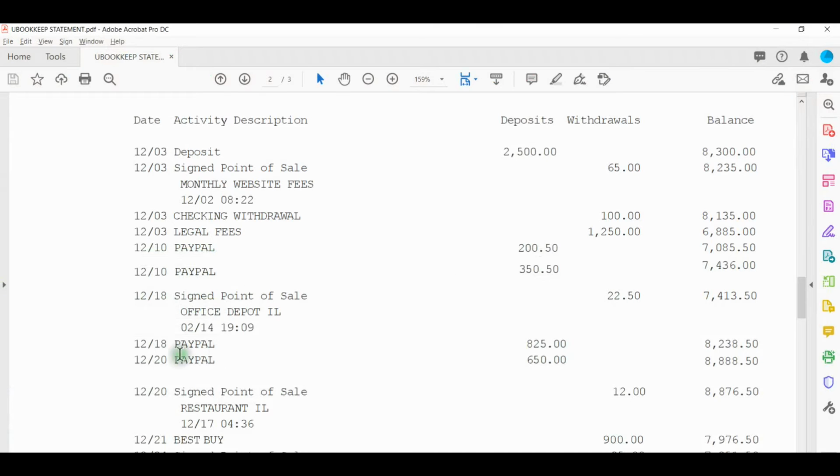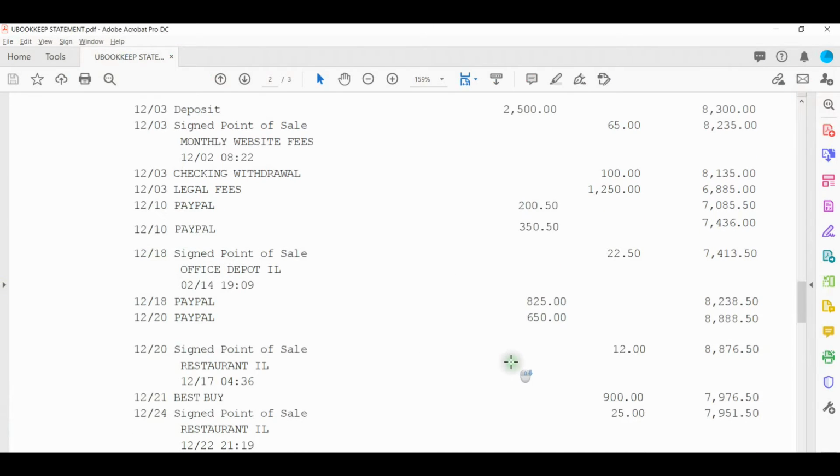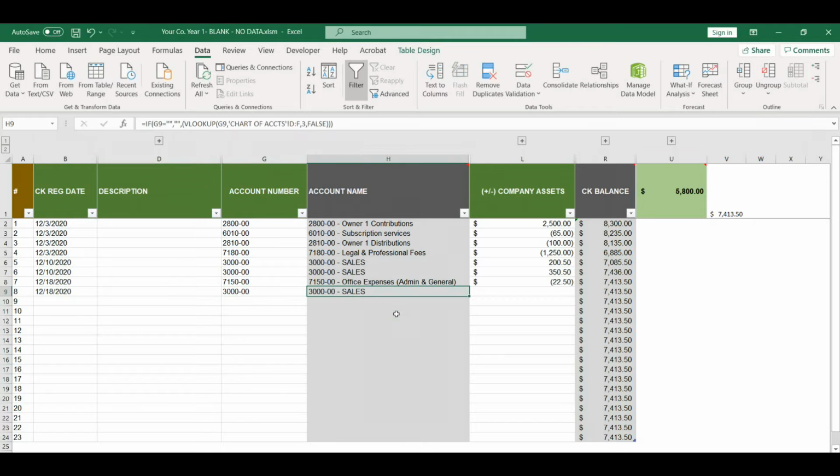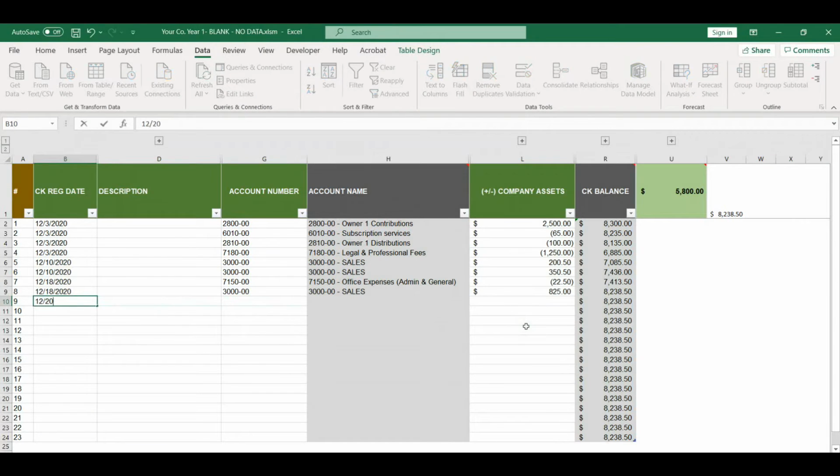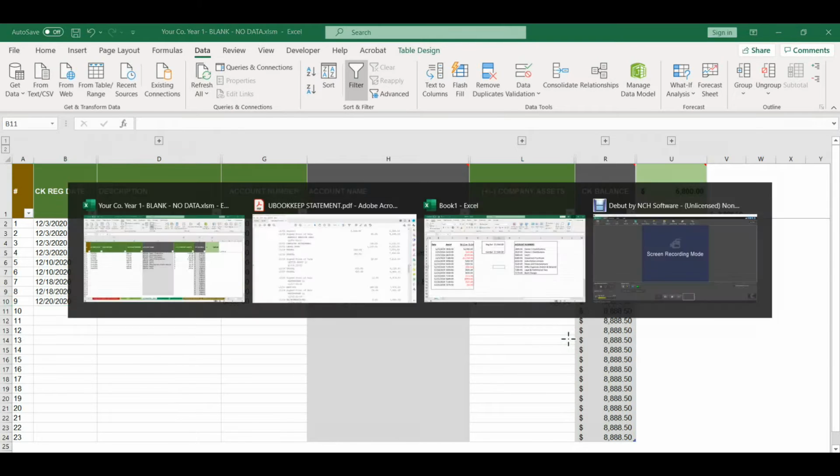All right, then on 12/18, another PayPal withdrawal. That's another 3000 account. That's an increase to my cash, and that one happens to be for $825. Then on 12/20, I had another transaction where I took money out from PayPal for sales that have come in worth $650.